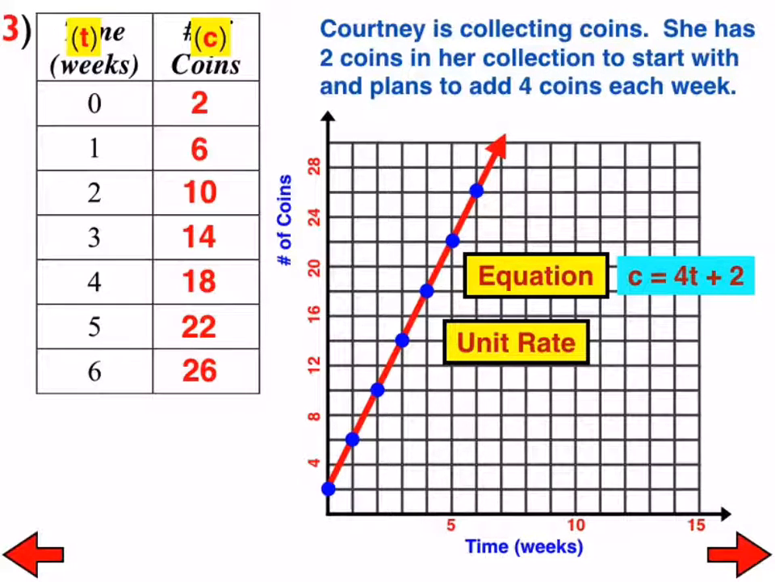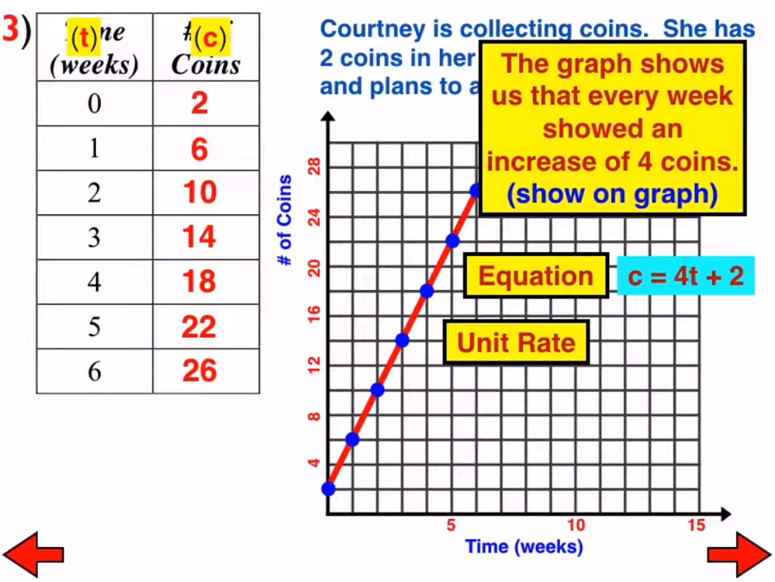The unit rate, now once again, there is a unit rate here because we can see from the graph that when we increase by 4 coins right here, the amount of time that has passed is 1 week. 4 coins per week. That clearly shows us that we do have a unit rate. So the unit rate is 4 coins per week.